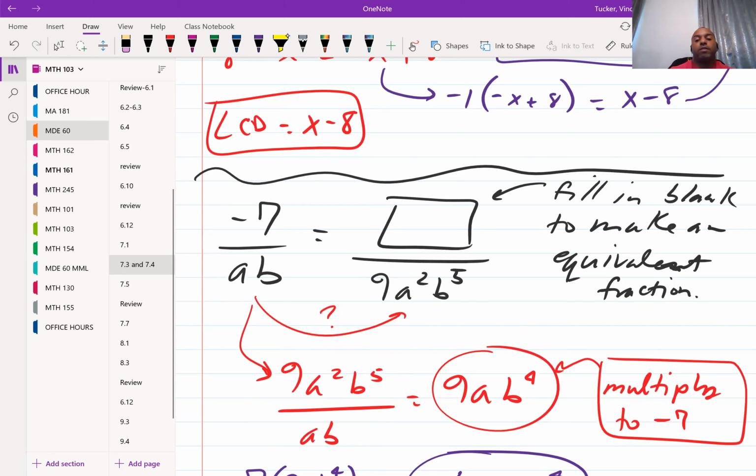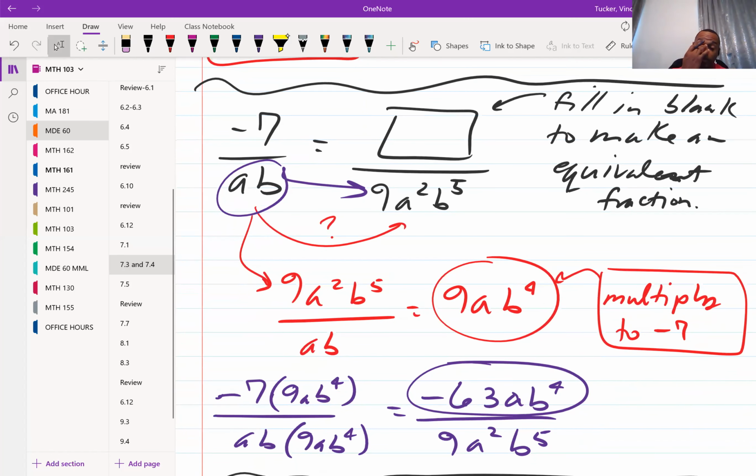All right. So if that's what you will multiply to AB in order to get that, whatever you do to the bottom, you have to do to the top in order to keep it equivalent. So that's why I said right here, you will multiply that to the -7. Basically what it's saying is that in order to get an equivalent fraction, you have to multiply top and bottom by 9ab to the fourth. So we multiply that to the -7, and we get -63ab to the fourth. And that is the answer. That's what goes in that box.